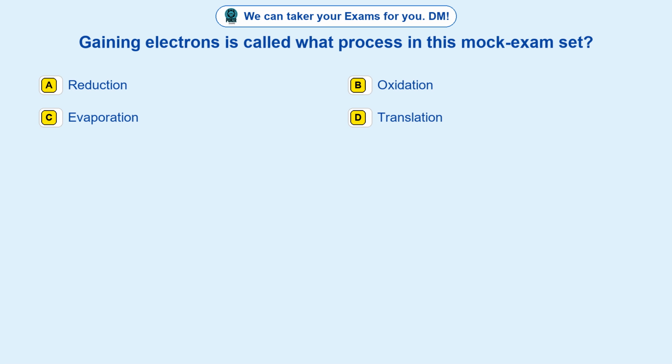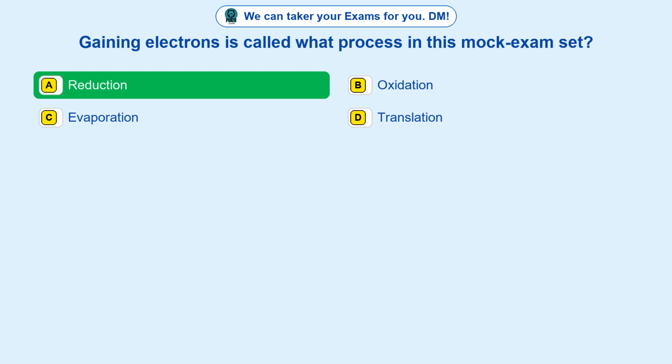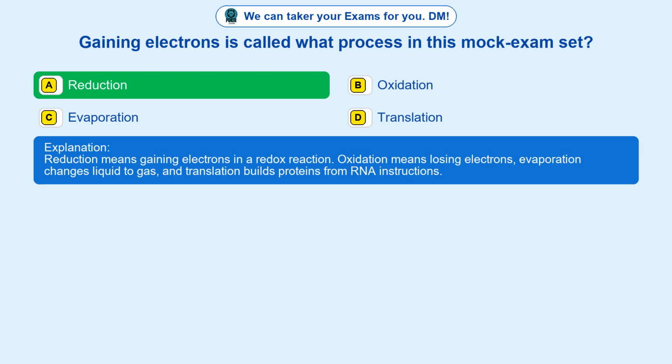Question 44. Gaining electrons is called what process in this mock exam set? Option A, reduction. Option B, oxidation. Option C, evaporation. Option D, translation. The correct answer is option A, reduction. Reduction means gaining electrons in a redox reaction. Oxidation means losing electrons, evaporation changes liquid to gas, and translation builds proteins from RNA instructions.